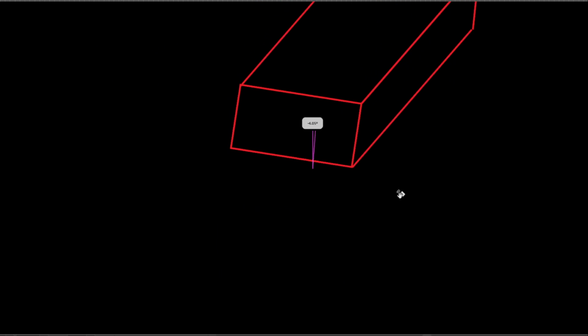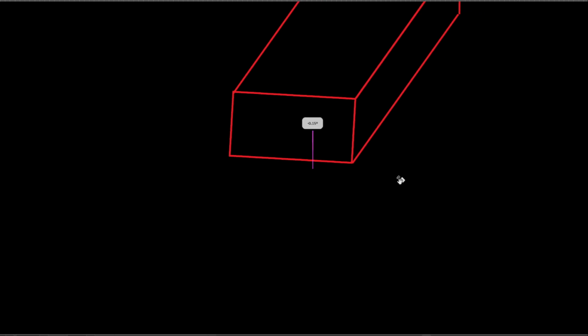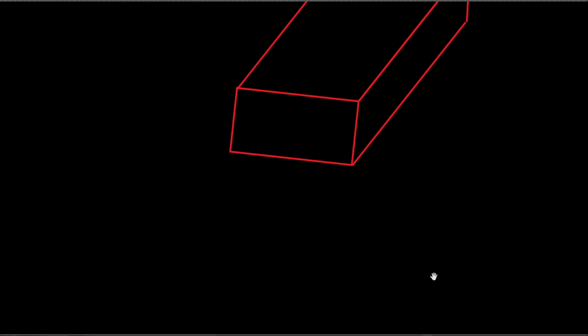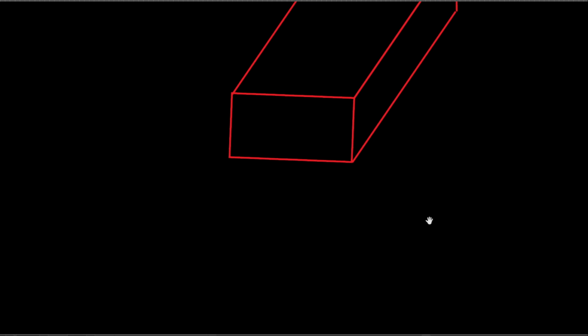I don't know why. Let's see. Does this? Oh, there we go. Now it's slanting. I don't know how to make it at 0. I see those numbers. Anyway, close enough. Whatever. I'll deal with it later.